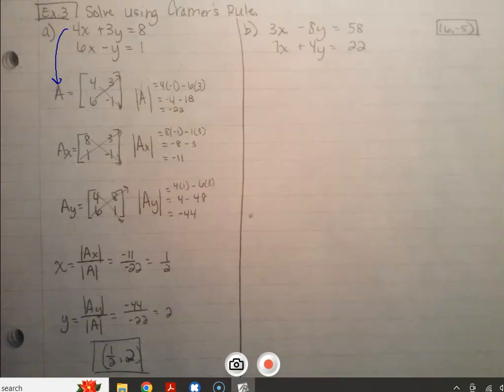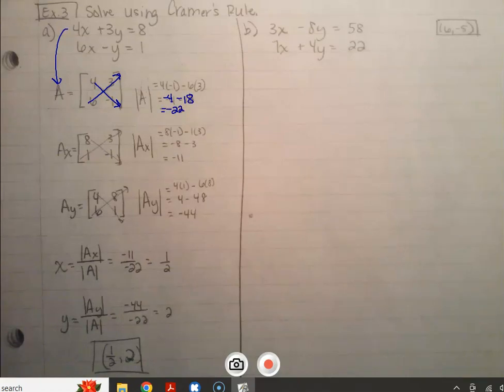But I went ahead and found the determinant of A. 4 times -1 is -4. 6 times 3 is 18, so we have -18. -4 minus 18 is -22 for the determinant of A.